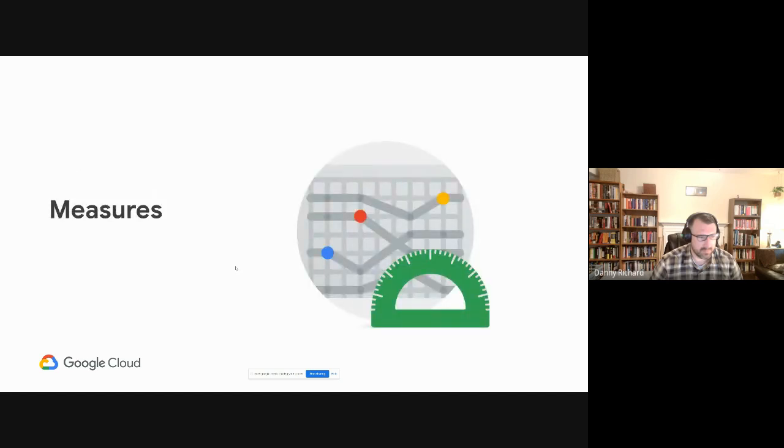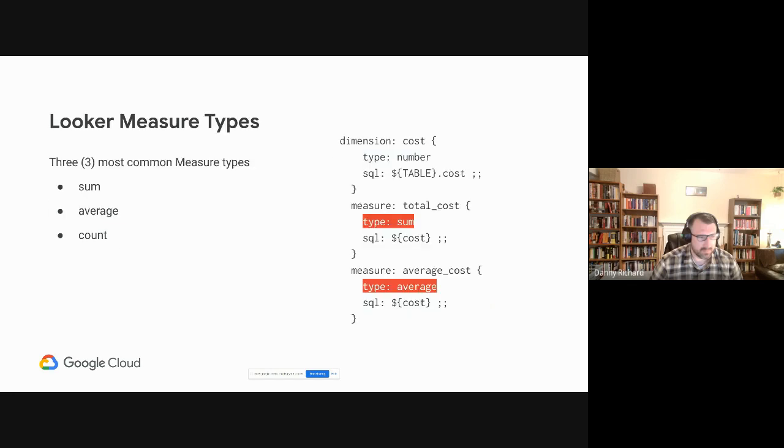All right, now we're going to talk about measures. Measures is what perform aggregate functions in SQL. So for the most part, a measure just points to one or more existing Looker dimensions in a SQL parameter, and it just defines a way to aggregate it. The most common ways to aggregate is by sum, average, count, and count distinct.